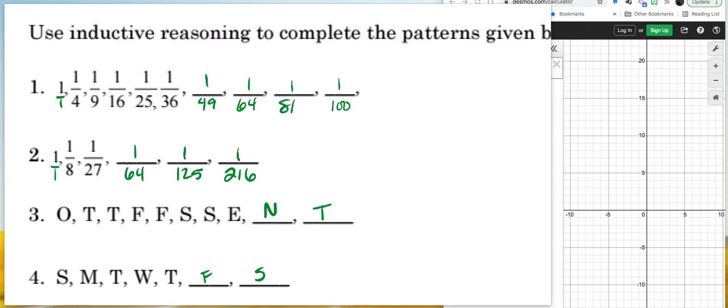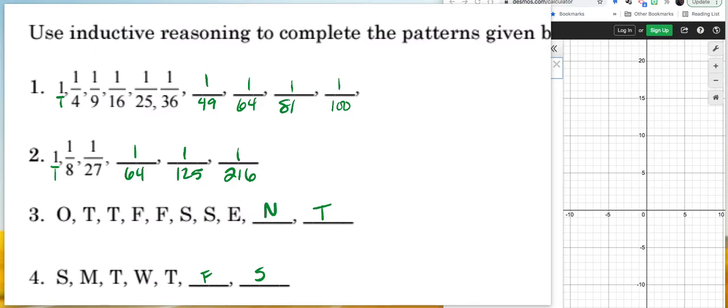Question number 2. Again, you had that 1 out front, make that a fraction, 1 over 1. And these all had a numerator of 1, so we're going to continue that. And the denominator here is the perfect cubes. So we've got 1 cubed as 1, 2 cubed as 8, 3 cubed as 27. So to extend, we're going to do 4 cubed, 5 cubed, and 6 cubed.